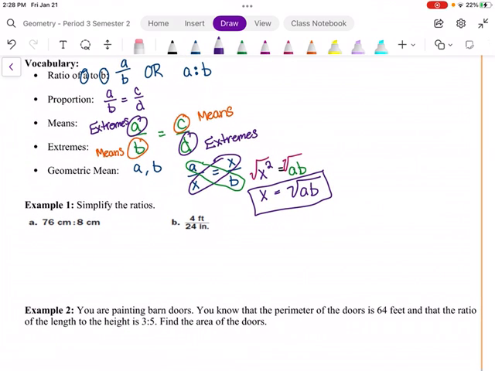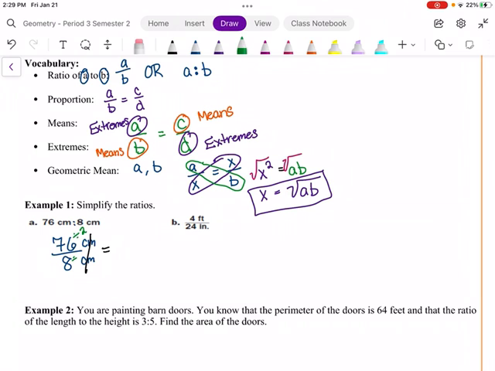To start off, we are going to start by simplifying some ratios. You can leave them in this format where we have the colon, or you can write them as a fraction. So we've got rid of those, and we're going to simplify these. You're going to find the greatest common factor or any common factor to simplify these.